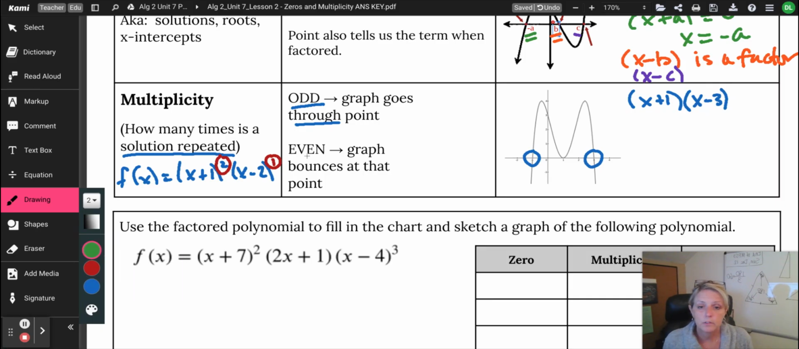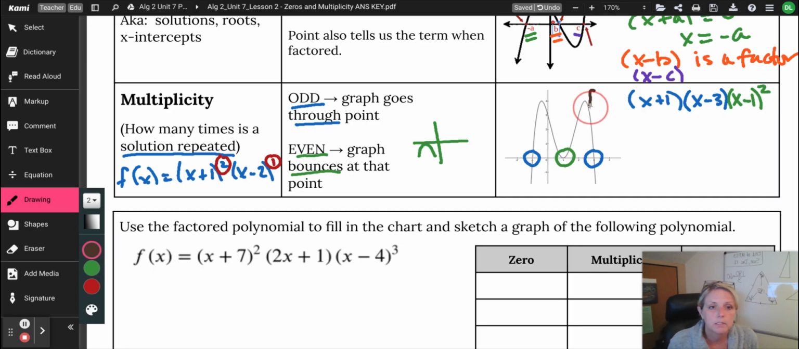Now, the other side of that is what if it's even? If it's even, then the graph bounces at that point. And so this example here where x equals 1 is an example of where it bounces. Now, it can also bounce from underneath. So it can bounce this direction. Okay, it doesn't have to be on top. But that means that this solution, or this factor, of x minus 1 has to have an even exponent. So I would write that as a 2. Okay, and then I could just say that this was one sample of a function f of x. And then you would square this, distribute through, and find your polynomial in standard form.